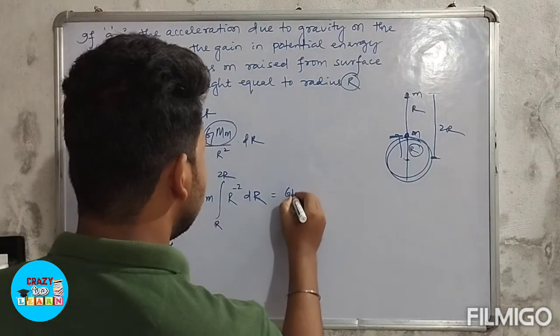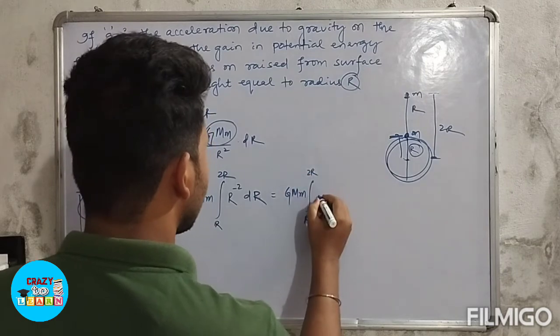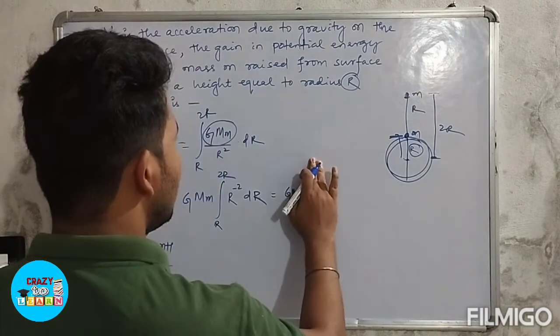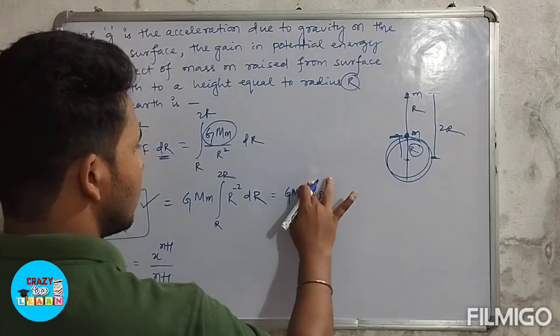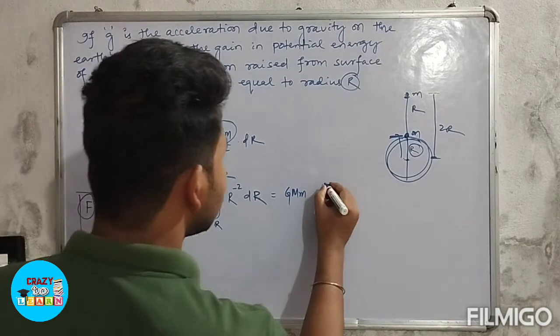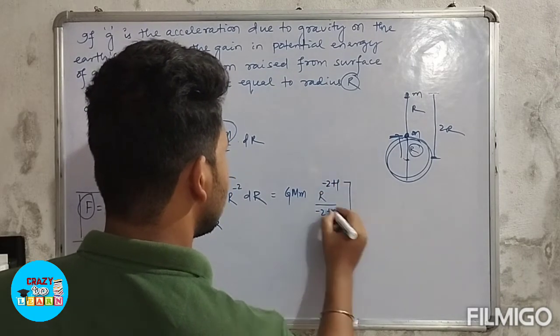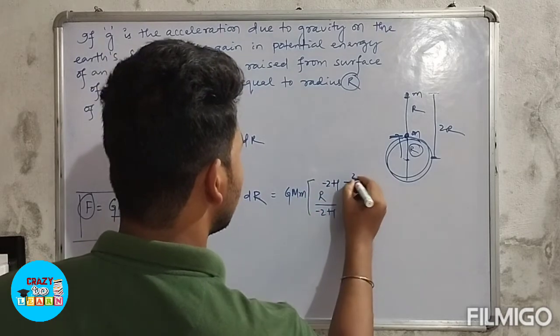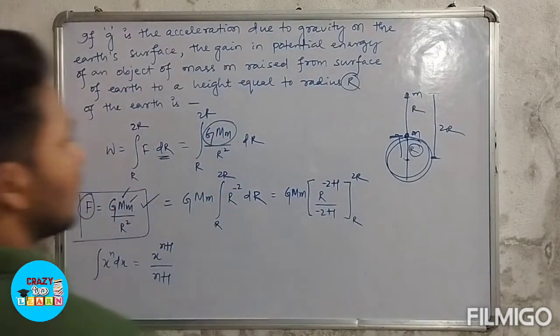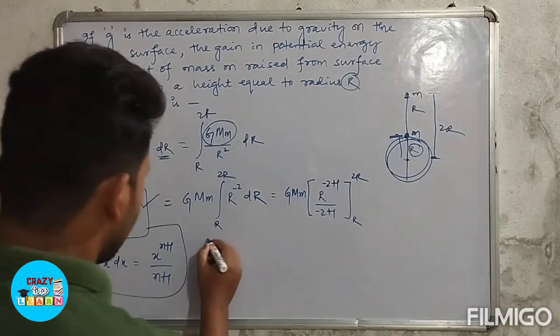So when we apply a similar formula here, what will you get? We will get GMm, integration r to 2r. Now when you integrate r power minus 2, what will you get? r power minus 2 plus 1 divided by minus 2 plus 1, limit from r to 2r. It is the formula of integration. For your convenience and understanding I am writing it here. Now come to our point.